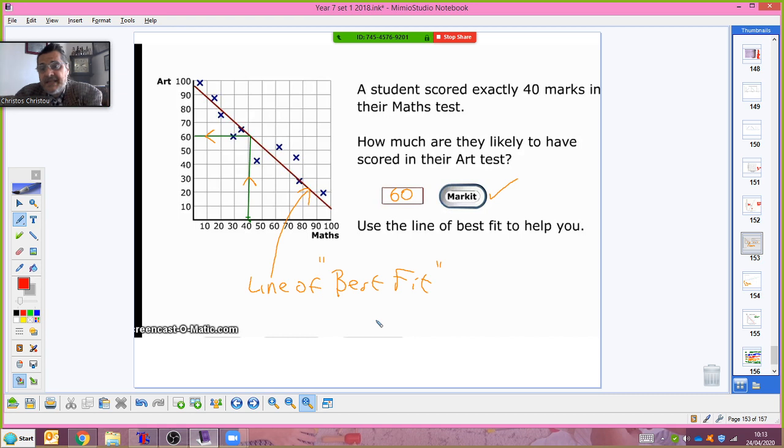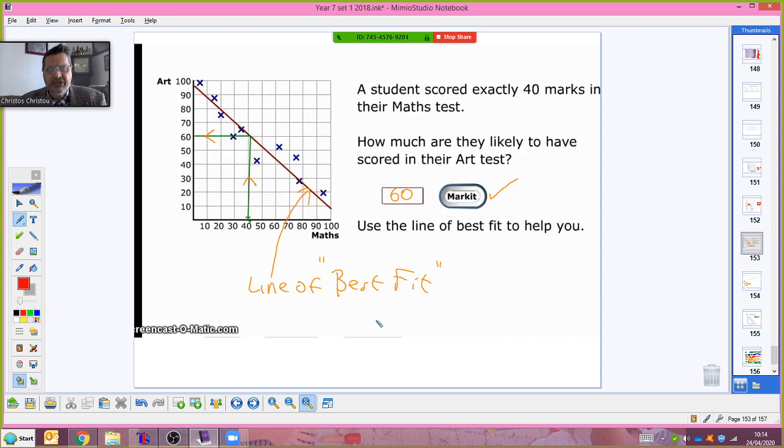Very good. An art exam, maths exams. And what is the relationship between the maths exam result and the art exam result? It's a negative correlation. Yeah, absolutely right. Now, I drew in this line of best fit. Use the line of best fit to help you. Okay, they drew it in. At least you know how to draw a line of best fit. Aim through the middle of the points.